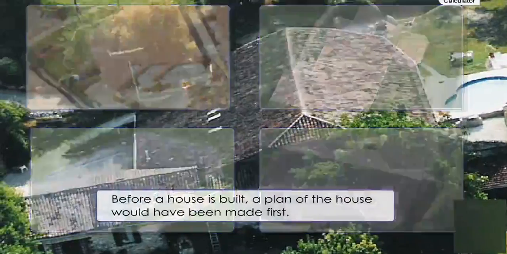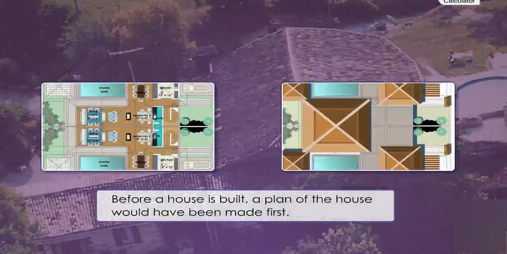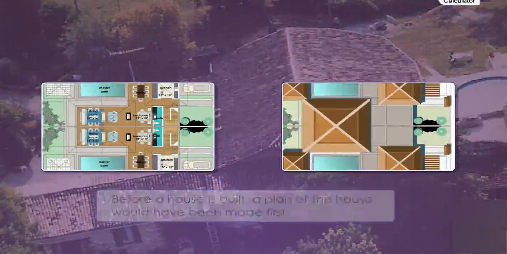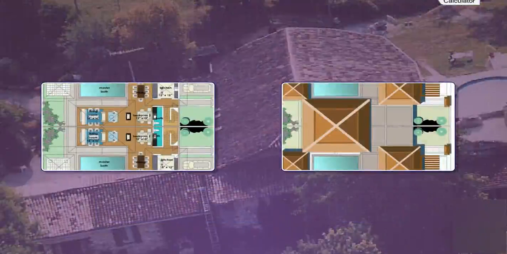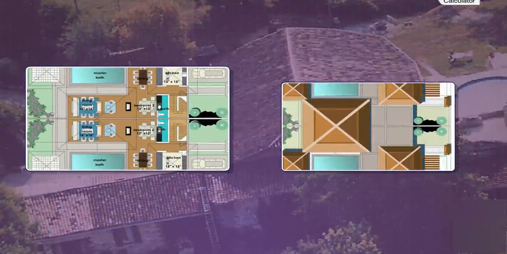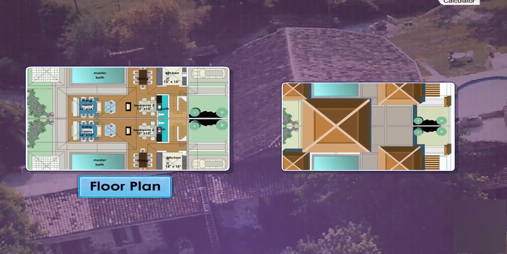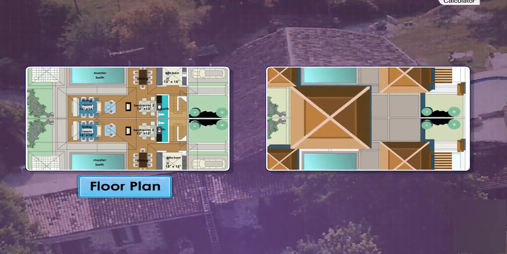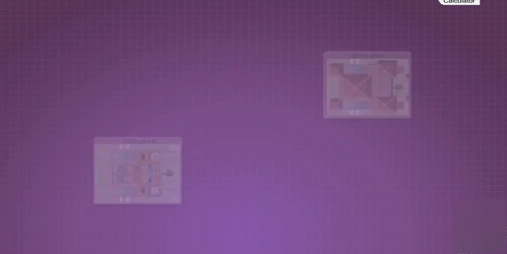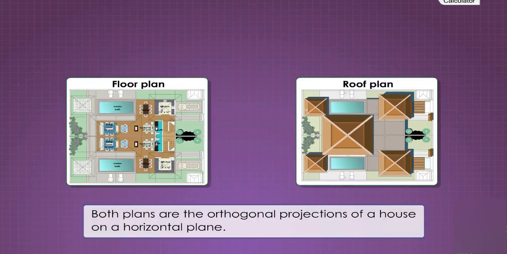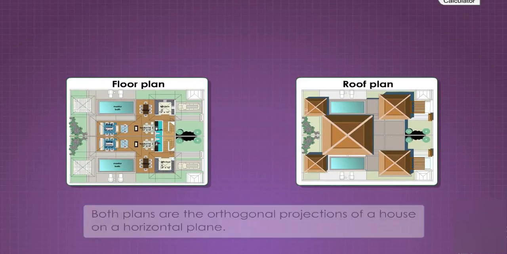Before a house is built, a plan of the house would have been made first. The plan would consist of two types, one without the roof, which is the floor plan, and the other which includes the roof, which is called the roof plan of the house. As you can see, both plans are the views from above the house. They are the orthogonal projections of the house on a horizontal plane.